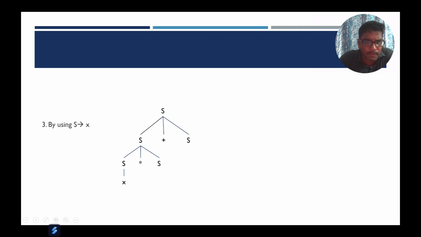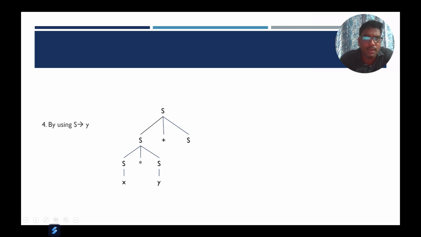Here X is the child node, so that is the terminal. Now as per the input we got X star. Next I have to get the Y. So by using X tends to Y in step 4, I am going to substitute Y here at the place of S. So now I got X star Y plus.